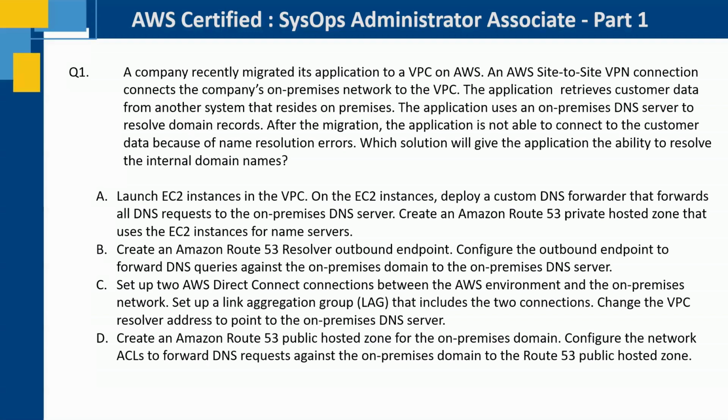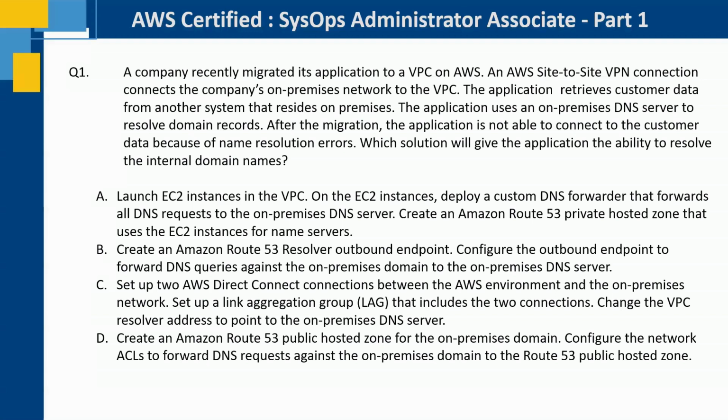Your options are: launch EC2 instances in the VPC. On the EC2 instances, deploy a custom DNS forwarder that forwards all DNS requests to the on-premise DNS server. Create an Amazon Route 53 private hosted zone that uses the EC2 instances for name servers. Now the second option is create an Amazon Route 53 resolver outbound endpoint. Configure the outbound endpoint to forward DNS queries against the on-premise domain to the on-premise DNS server.